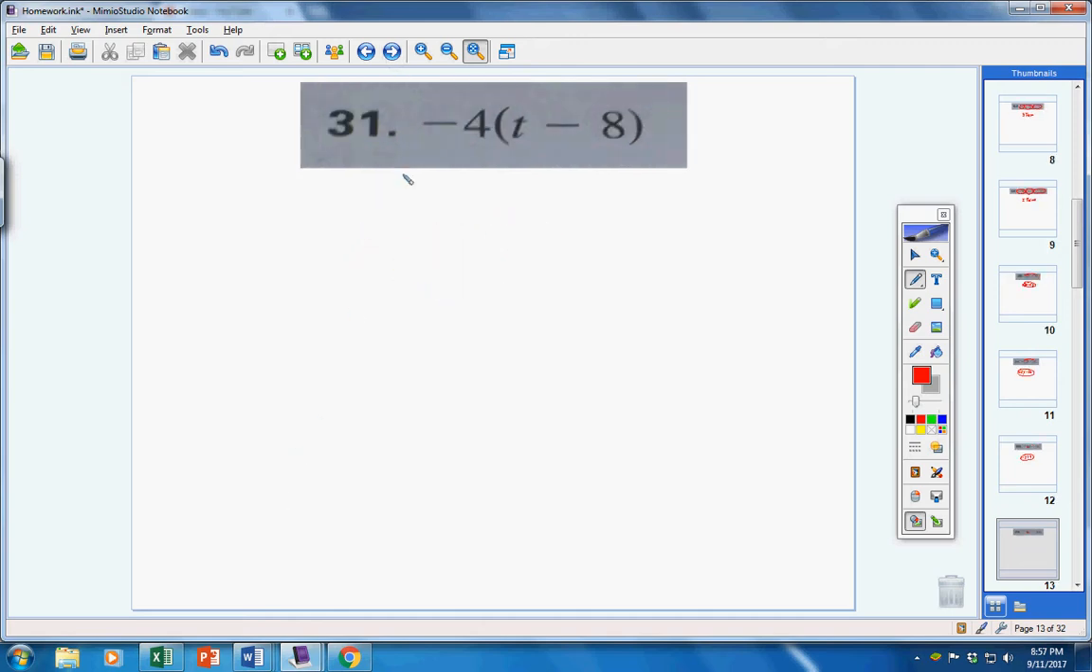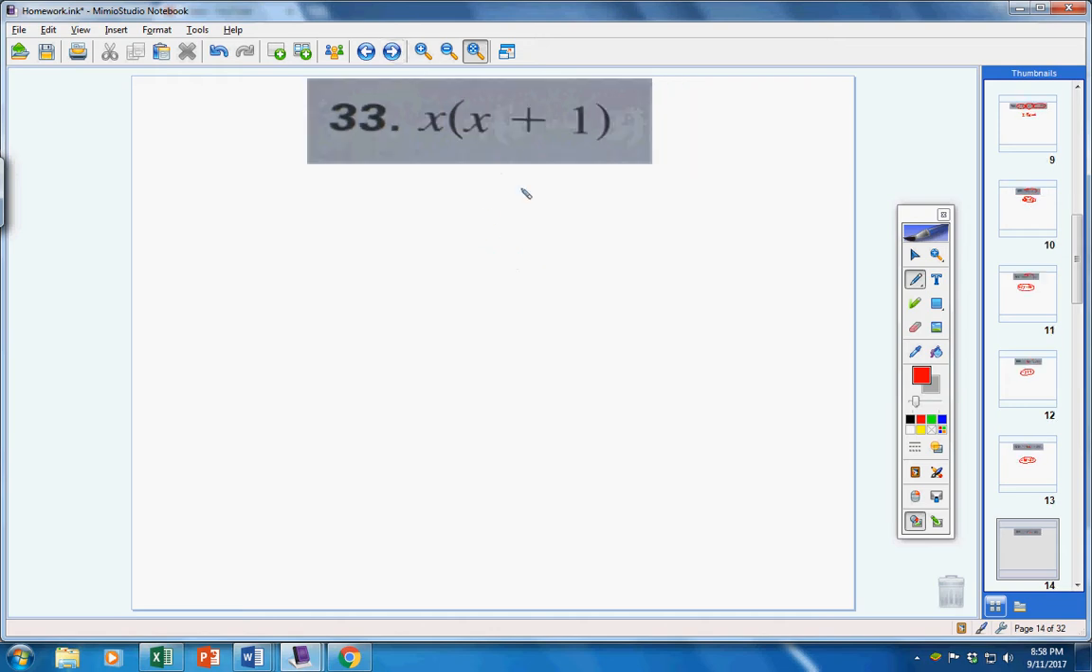Number 31, a negative times a positive is negative. 4 times t is 4t, because 4t means 4 times t. A negative times a negative is a positive, and 4 times 8 is 32. Alright, number 33.